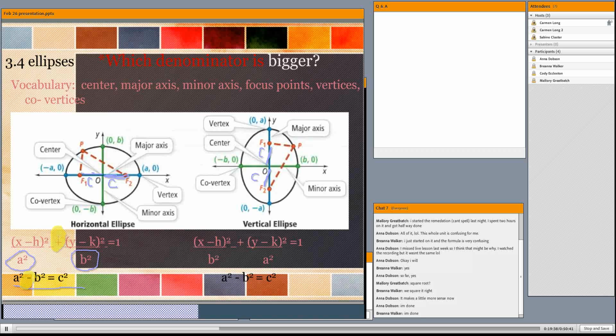All right, let's do a problem. All right, here's the problem. Write an equation of the ellipse if the focus is 6, 0, and the co-vertices are 0, 8. All right, this is problem number 31, right out of the textbook.